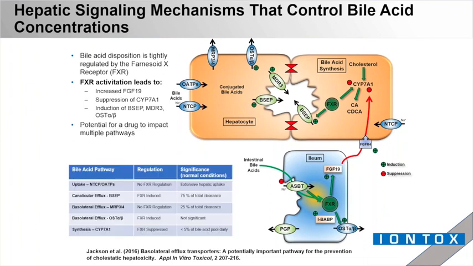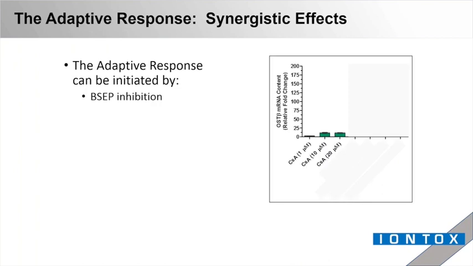And so obviously there's a number of ways that a drug can impact these pathways. And these red boxes here are highly dependent on FXR, and this was published by Jackson et al. from Qualyst BioIVT. And this response is known as the adaptive response, and there's synergistic effects to this adaptive response. And so the response can be initiated by BSEP inhibition.